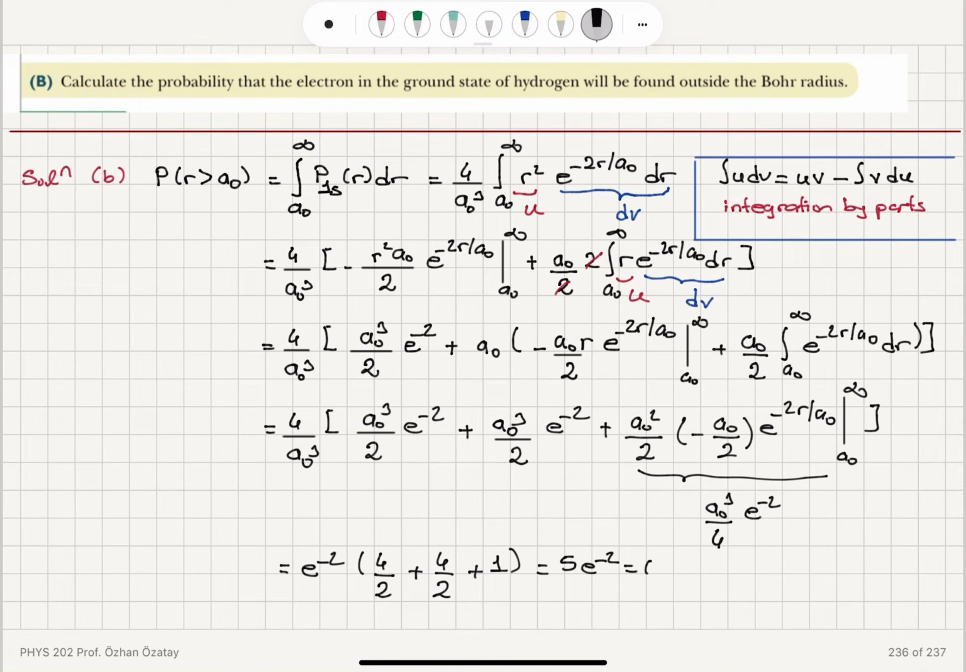5 e to the minus 2 is 0.677. So I see that the chances of being outside the Bohr radius is 67.7% probability. Okay. So let's write it this way. This is 67.7%.